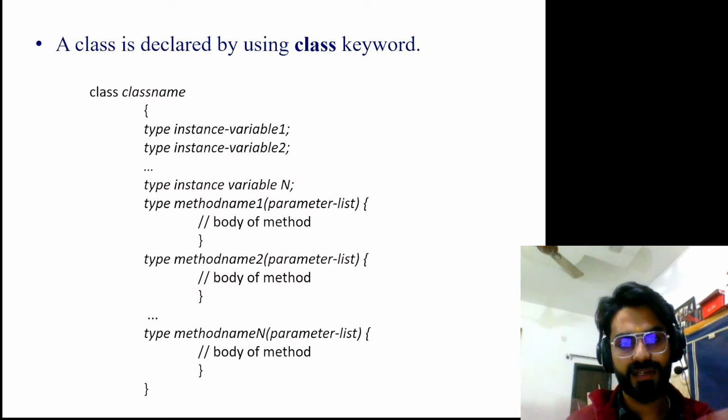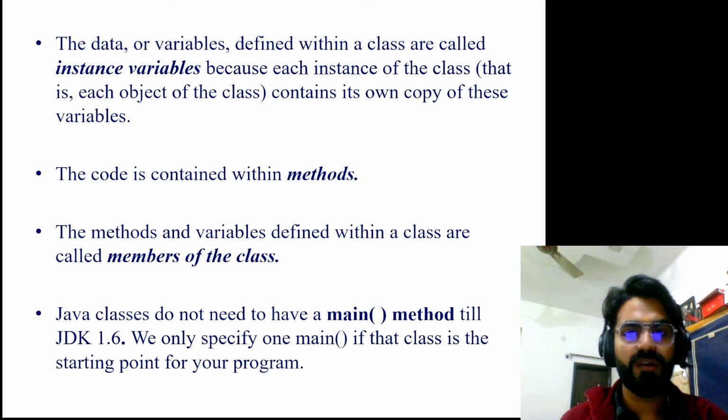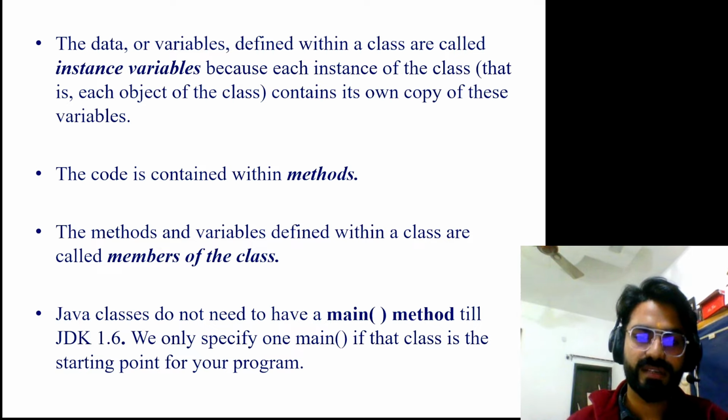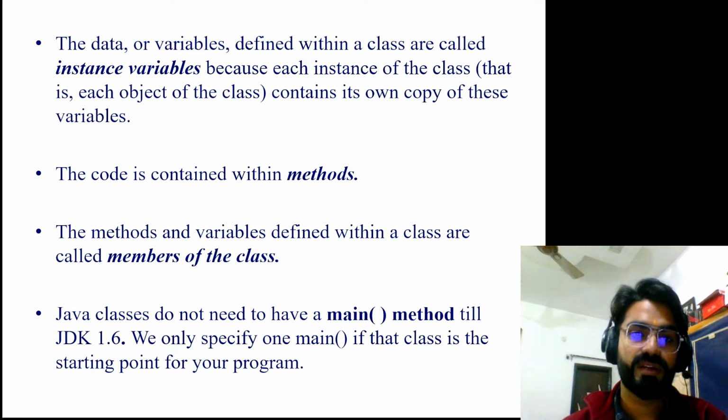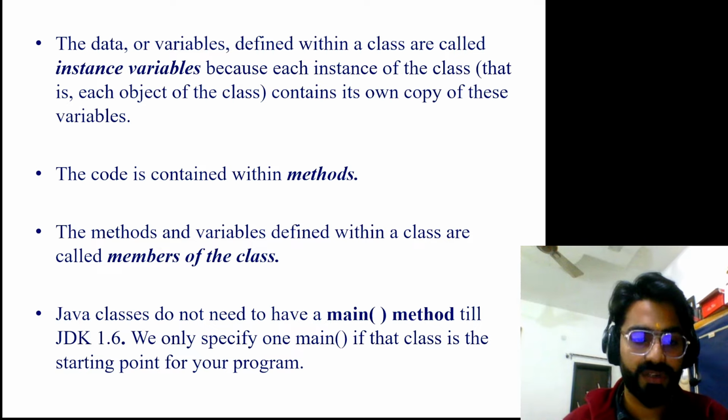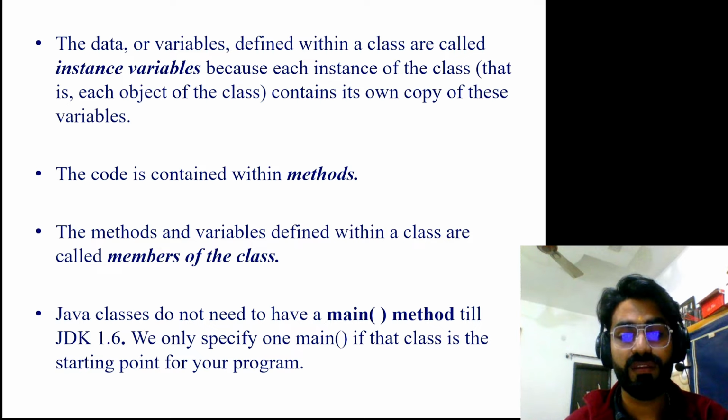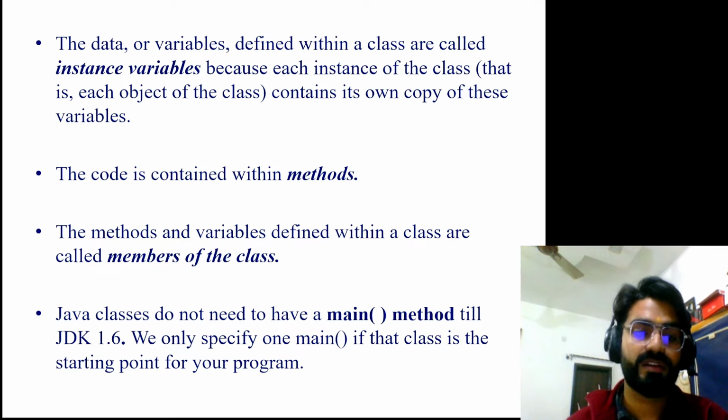So class is a kind of blueprint. Now if I talk more about what the instance variables and methods are, a class usually contains all the methods and instance variables. A class also has the main method, which is required to start up the program, right? In the fourth point, you can see a Java class did not need a main method till Java 1.6. We only specify one main if that class is the starting point of your program. But now we have Java 8, Java 9, so with that we require public static void main.